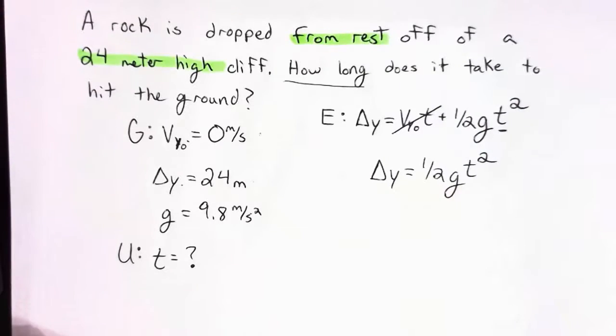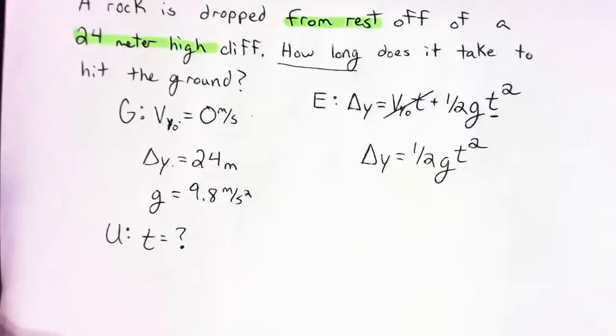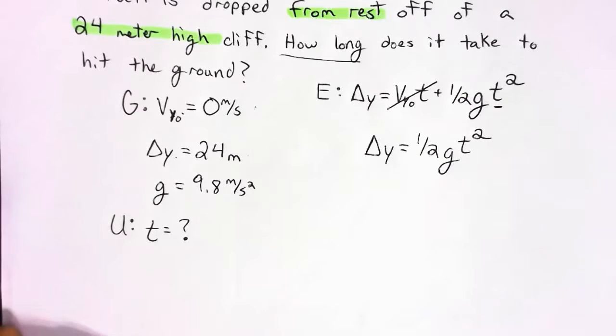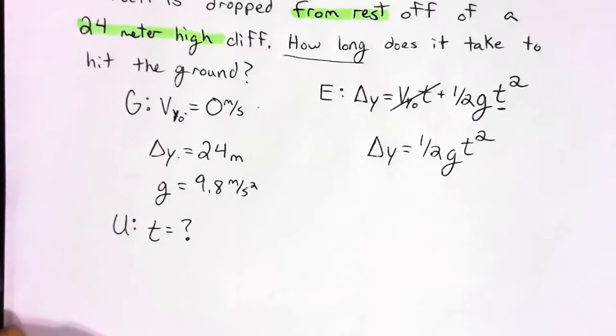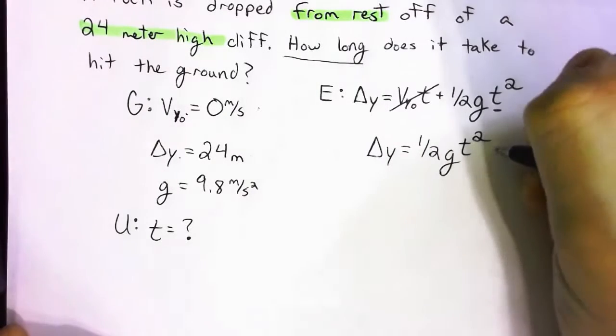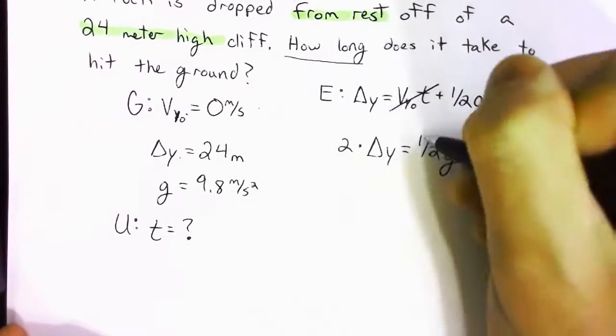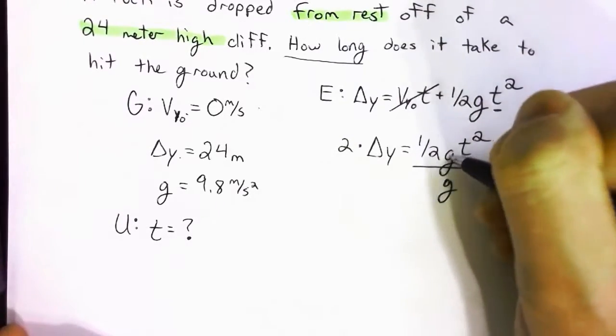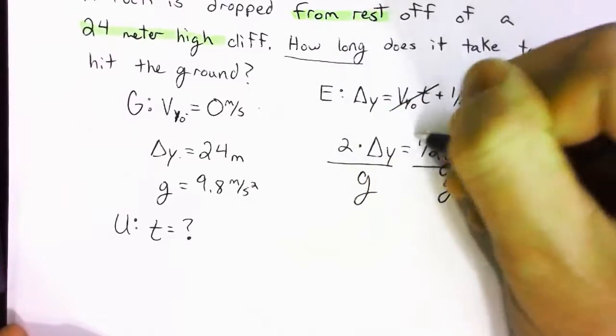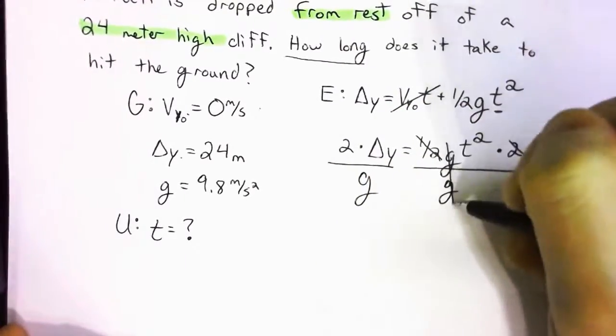This is just some basic algebra. If you're still struggling with rearranging an equation, you really need to practice that. It's not going to be a heavily tested idea, but it's expected that you understand how to solve for t from here. So we'll go through it anyways. We'll multiply by 2 on both sides to get rid of the 1/2, and divide by g to get rid of the g on this side. Those cross out. Those cross out.